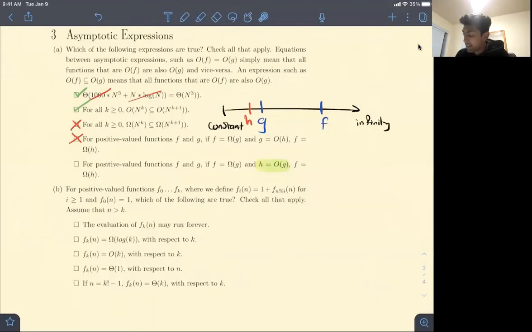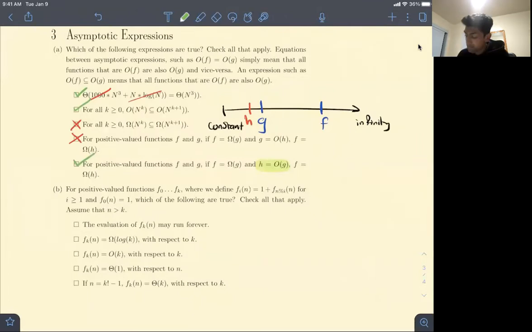So what we can think to ourselves here is that if h is upper bounded by g and f is lower bounded by g, f is also lower bounded by h, right? Intuitively, if we think about it on this asymptotic number line I created, we know f is going to be equal to or to the right of g, and h is going to be equal to or to the left of g, right? So we know that f is going to be equal to or to the right of h.